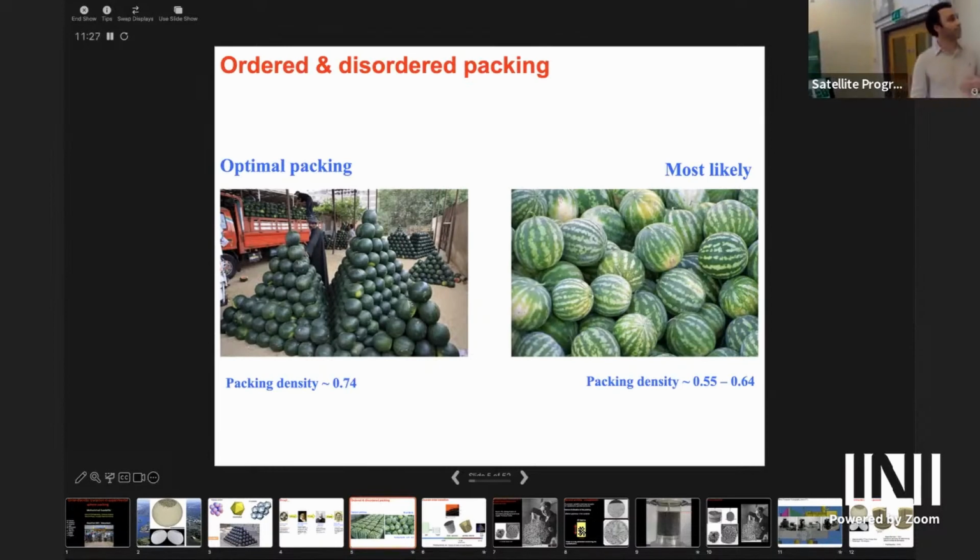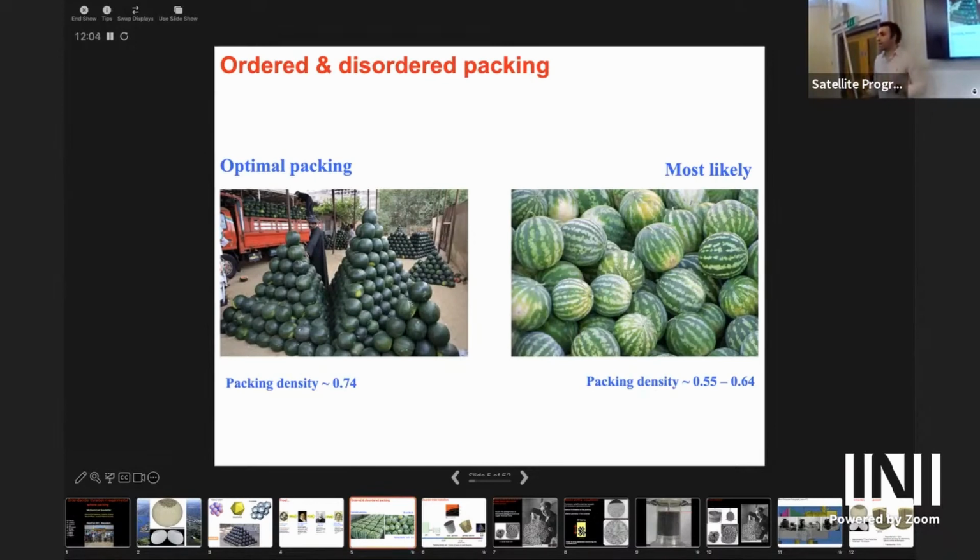But in reality, we know that this is what happens when you put together a bunch of more or less identical spheres. And what's really nice is that depending on how smooth these watermelons are, you get a packing density ranging between 55% to 60, more or less 64, 65%. Meaning the disordered packing that you achieve here is only dependent on the smoothness of the watermelons as well as the shape.